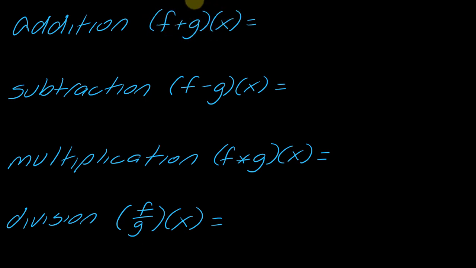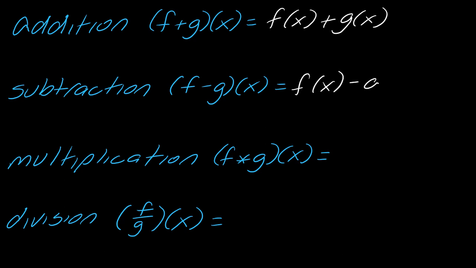What does this actually mean? If you see this, what this means is that you just take whatever f of x is, and then you take whatever g of x is, and you add them up together. So this is really a shorthand to represent writing out this. That's all this really is. So this would be a shorthand then for taking f of x minus g of x.